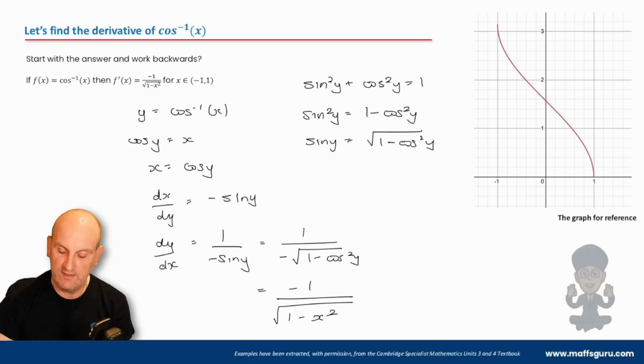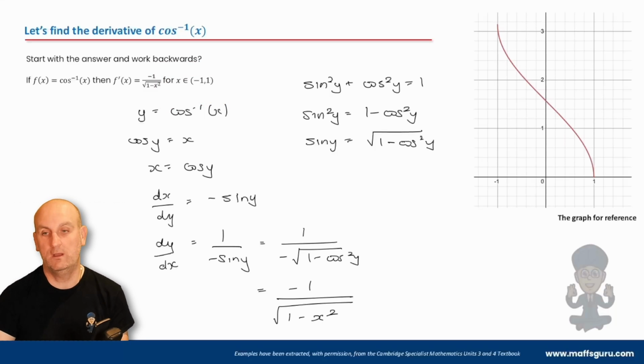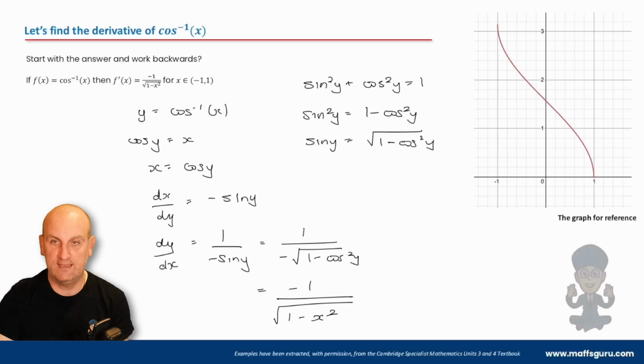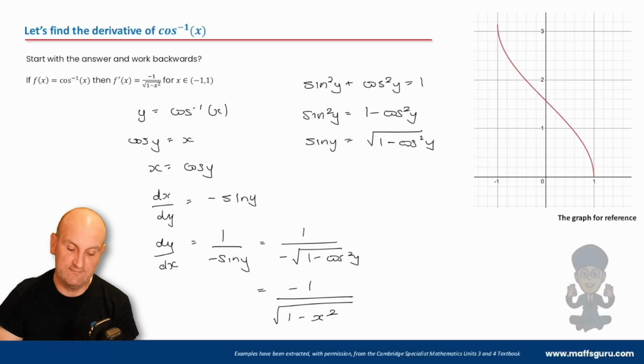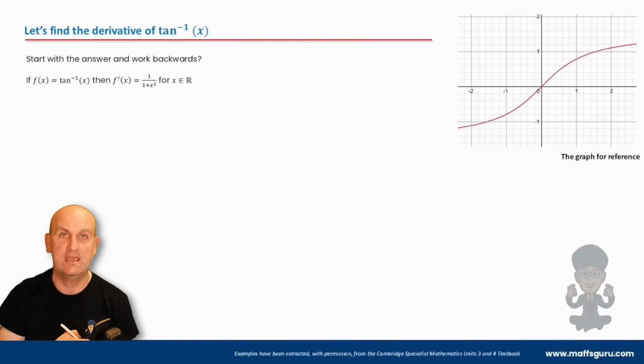And again, we have to be careful to realize that that's only going to be true for x values that fall between minus 1 and 1. All right, so there's two formulas. And again, these are in the VCAA formula sheet. What about this one?